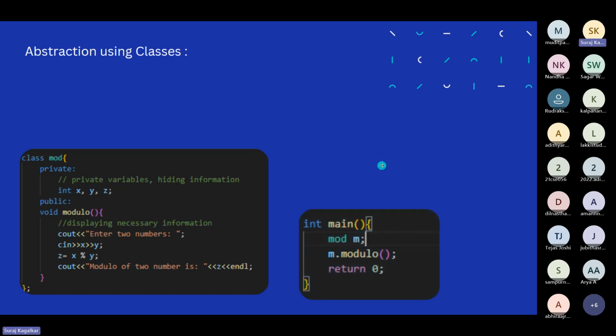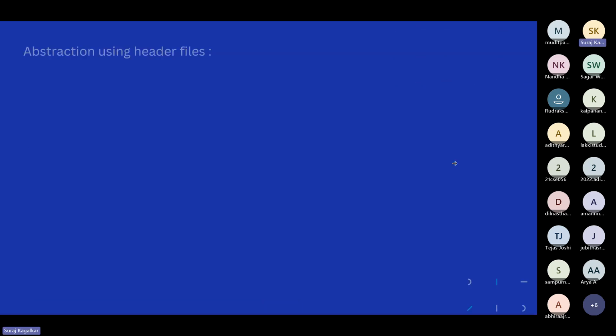So here I'm creating an object called m, which is an object of this mod class, and I'm just calling this m.modulo. In the terminal, it will take two inputs, x and y. This will be displayed. x and y are taken in as input. It'll calculate the modulo and it'll just output the modulo. That is z, and return 0 there. Yeah, that's it. So pretty simple, all basic stuff.